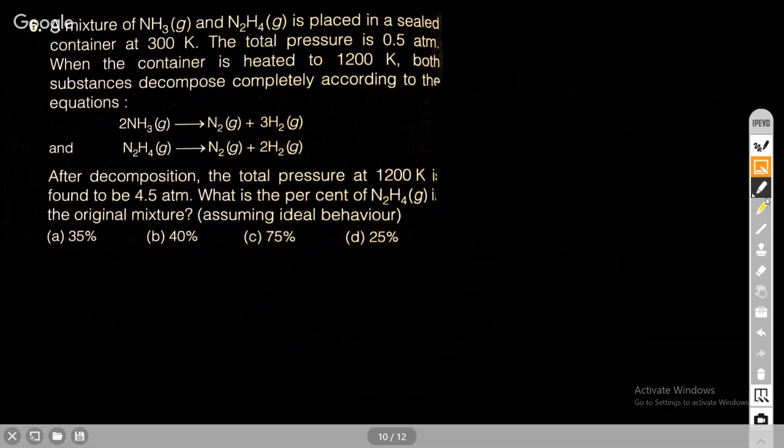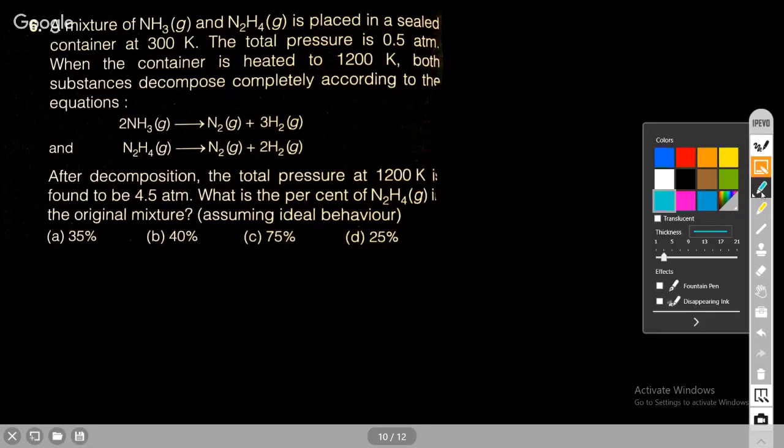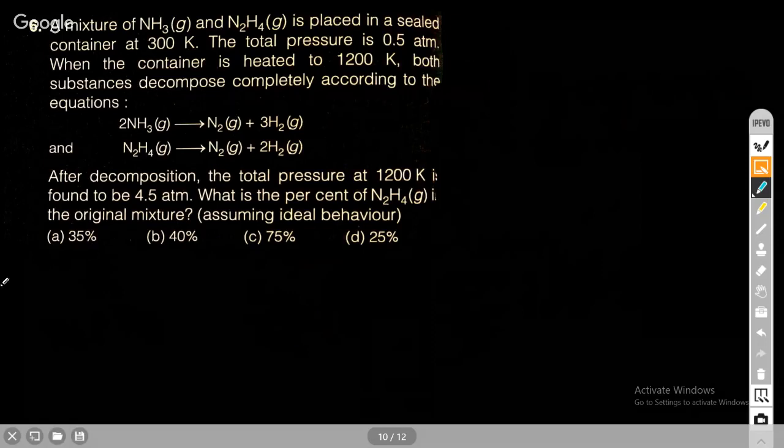Okay, see this question. The question is what? We have a mixture of NH3 and N2H4 in a sealed container. Temperature is given, total pressure is given. For this mixture, the total pressure is 0.5 atm.